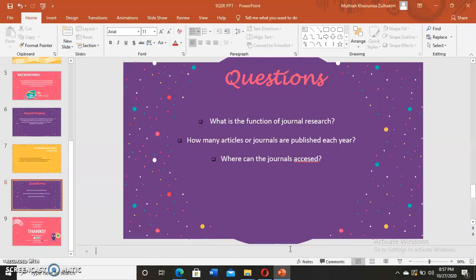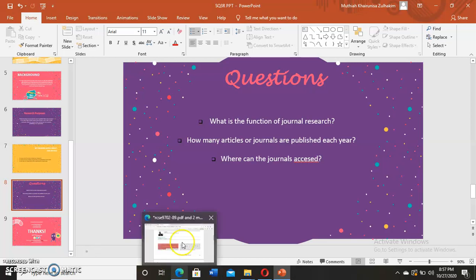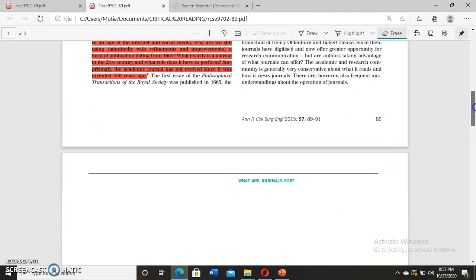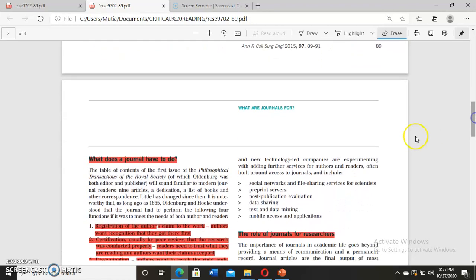For the last question, where can the journal exist? Okay, the journal exists in... okay, we find the answer. This is the answer. Often built around access to journals, it includes social networks and file sharing services for scientists, a preprint server, post-publication evaluation, data sharing, text and data mining, and mobile access and applications. And this is the answer. I will block it.